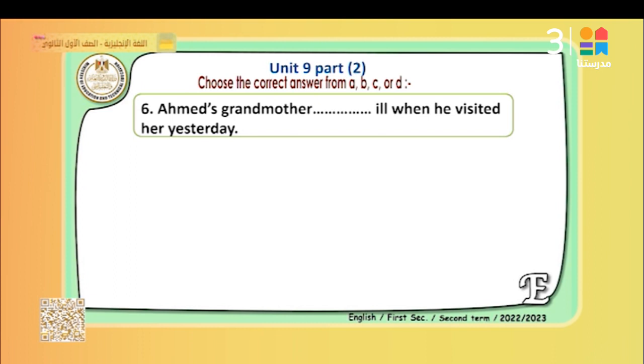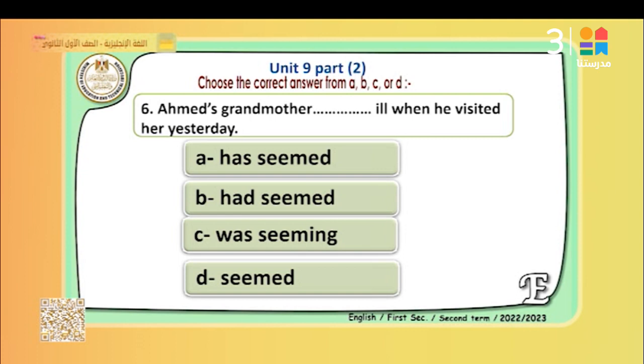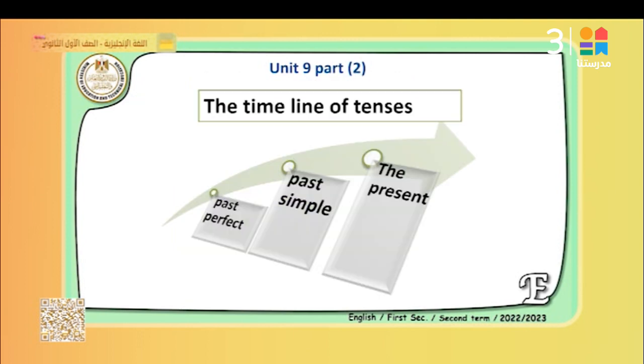Question number 6. Ahmad's grandmother ill when he visited us yesterday. Ahmad's grandmother had seemed, was seeming, or seemed. Again, here we have a key word, yesterday. So we use the past simple tense. So we'll say Ahmad's grandmother seemed ill. And you remember that the verb seem cannot be used in the continuous tense. We cannot say Ahmad's grandmother was seeming. We cannot say that because the verb is a state verb. We cannot use it in the continuous tense.